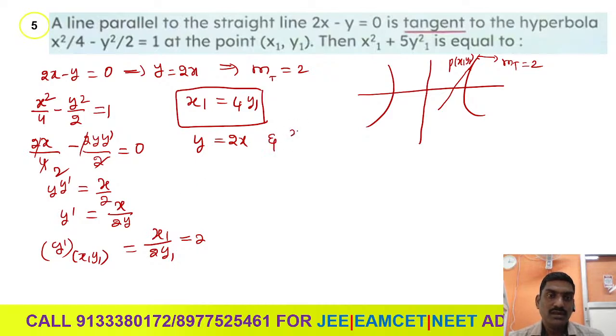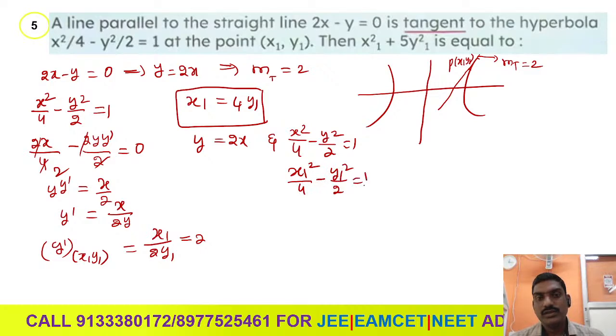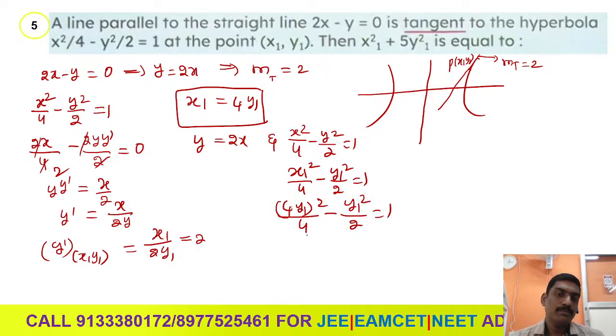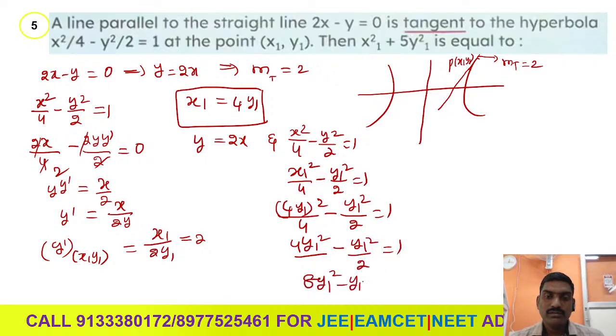And what we have? x square over 4 minus y square over 2 is equal to 1. This is nothing but x1 square divided by 4 minus y1 square divided by 2, which is equal to 1. So here x1 square, that is 4y1 square, divided by 4 minus y1 square divided by 2, is equal to 1. So 4y1 square minus y1 square divided by 2 is equal to 1.